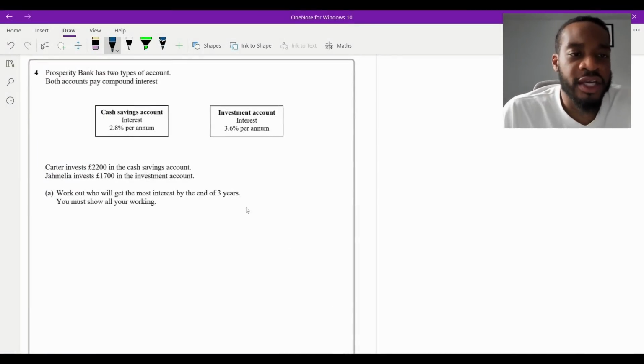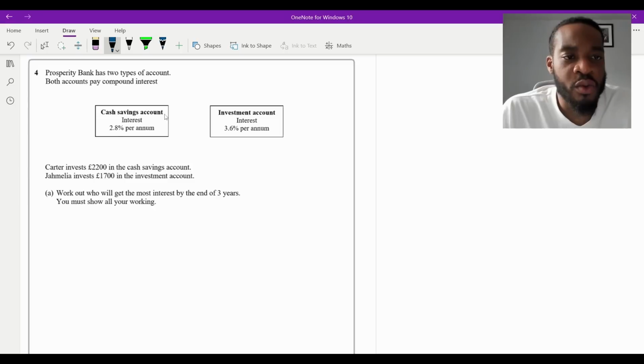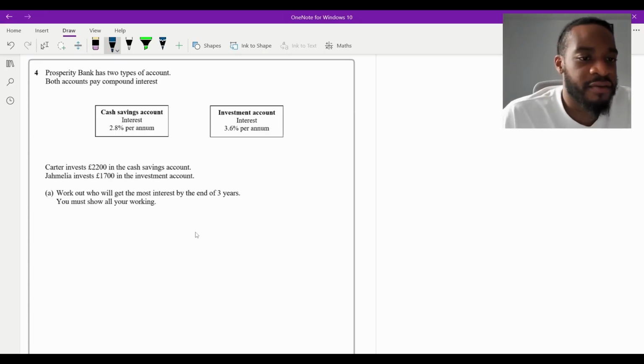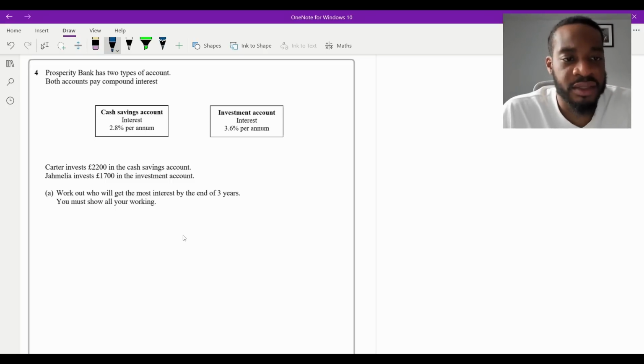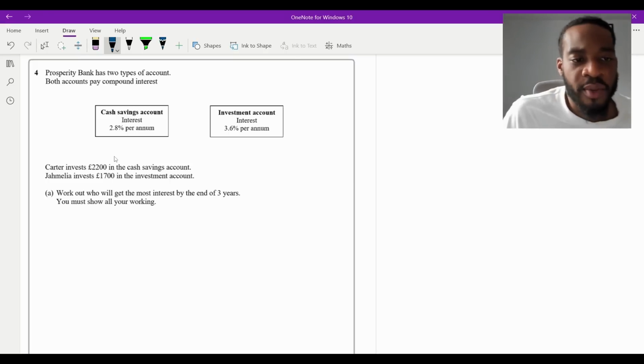Both accounts pay compound interest. You've got the cash savings account with the interest being 2.8% per annum. The investment account, with the interest being 3.6% per annum. Carter invests £2,200 in the cash savings account. Jamelia invests £1,700 in the investment account. Work out who will get the most interest by the end of the 3 years. You must show all your working. Okay, so this is just a standard compound interest question.